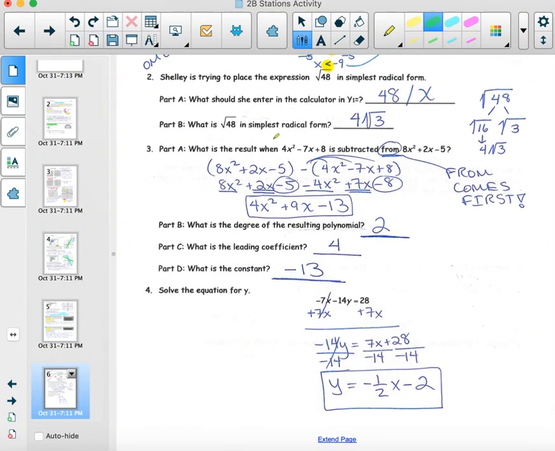So we have Shelley is trying to place square root of 47 in simplest radical form. So what do we want to enter into the calculator? We have to remember that we want to type in the number that's underneath the radical. So you are not typing in square root of 48 divided by x. You're just typing in 48, the number under the radical, and we're dividing it by x.